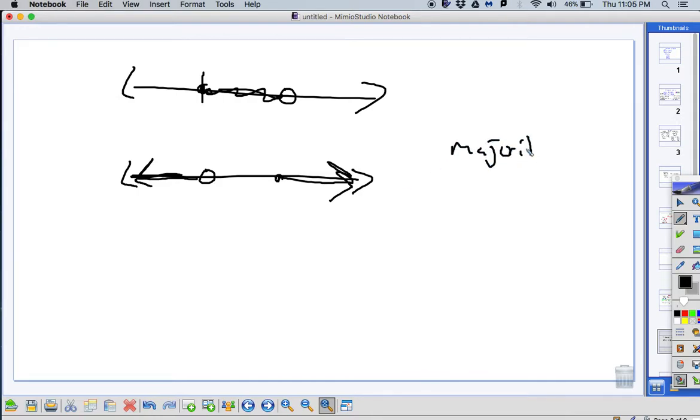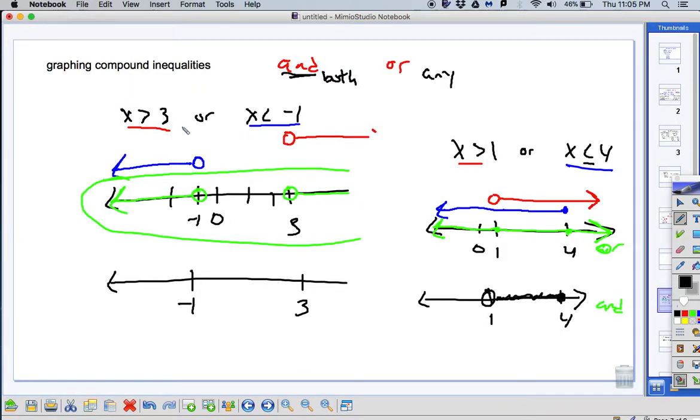Not always, so make sure you look in your particular case, but the majority of the time you're going to find out that and ends up being in the middle and or ends up being in the outside. Okay, but if I give you individual cases, check them the way I did these here because they're not all. If you have any questions about graphing compound inequalities, please make sure you ask.